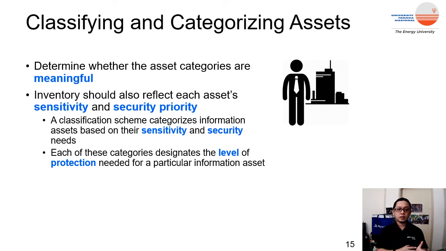Okay, so a classification of information asset is based on the sensitivity and security needs. And also, each category designates the level of protection needed. So perhaps you can give the priority. So this asset, priority level 1. This asset, priority level 2, and so on. So remember the activity now. You have asset identification. Secondly is the categorization of asset, and also the priority of those assets that you have identified.